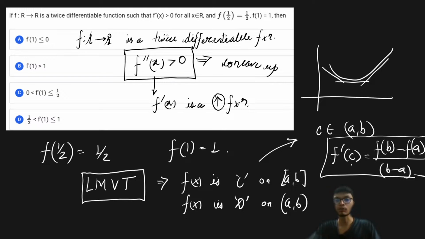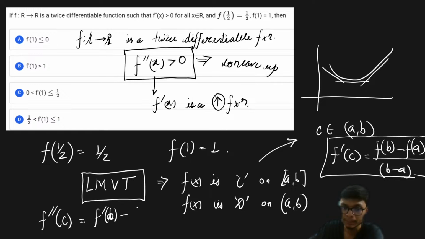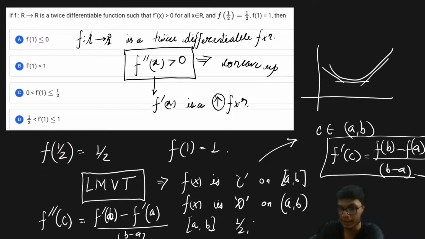So it is basically telling that the slope of the tangent at x equal to c, which is the interior point inside the region a and b, will be equal to the slope of the chord joining the endpoints of the curve. Now, if we try to apply it for the second derivative, the second derivative at any point c is always positive, and I can write this as f dash of b minus f dash of a, divided by b minus a. In this case, let us take b and a as 1 and half, within the interval half to 1.